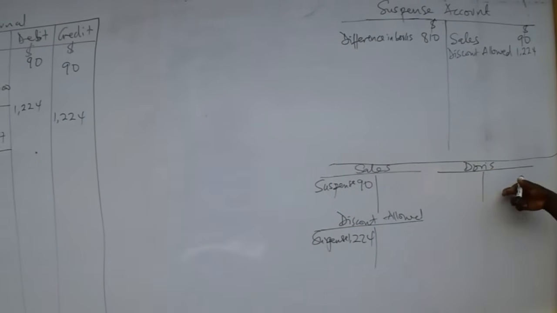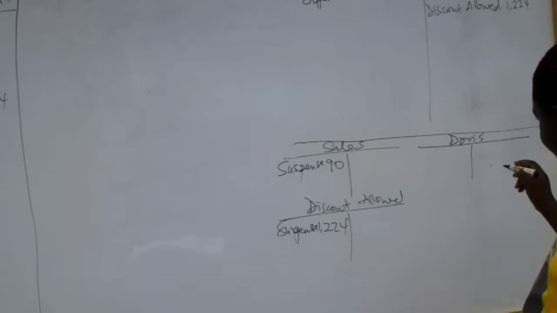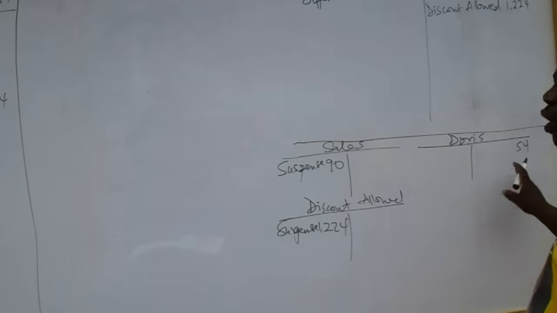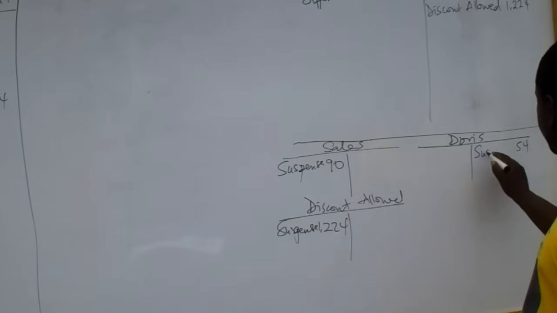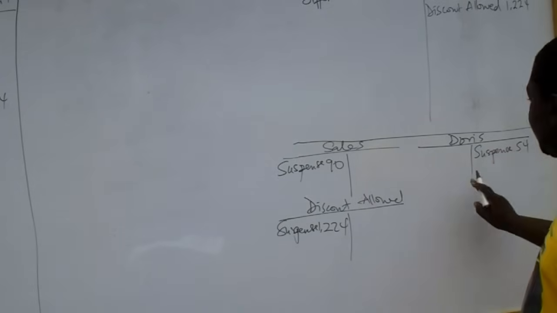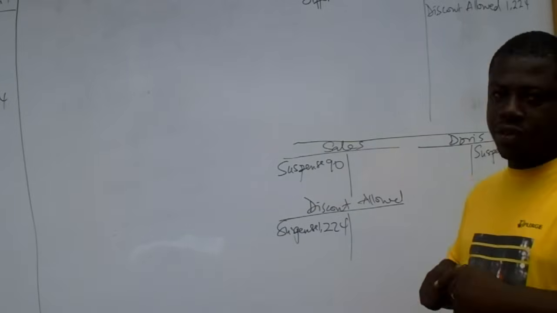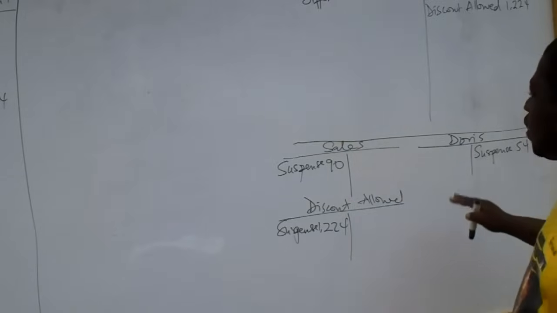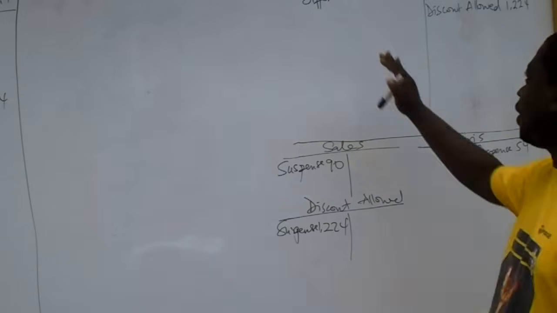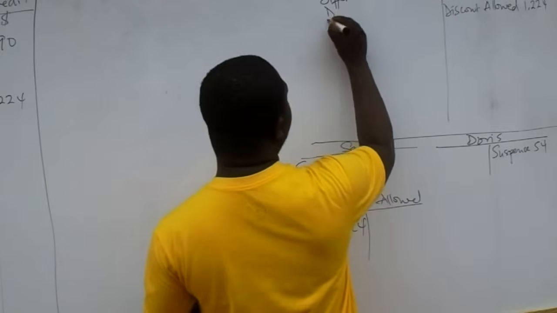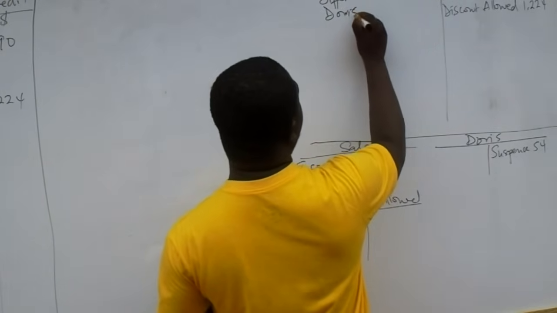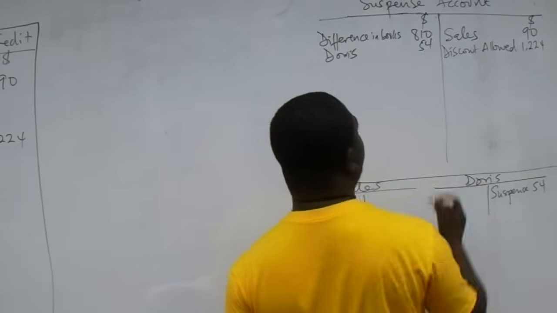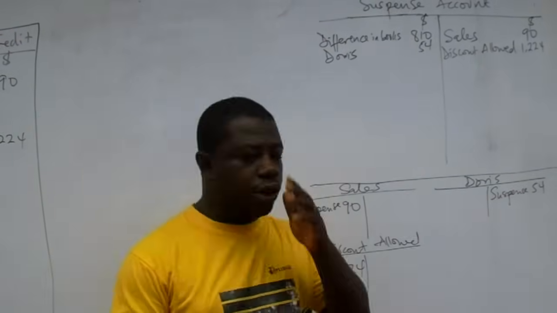Okay, we should have credited here, we have understated. And so the difference of $54 should be credited to Doris' account in the name of suspense, because this is an error that affects the agreement of the trial balance. And so definitely the corresponding entry has to go into the suspense account. And because the Doris account has been credited, suspense account will be debited in the name of Doris, the debtor. And then we write $54. And so this is how the correction is going to be.